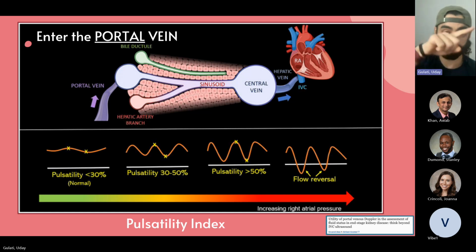So normally, it should just be like this. However, if you start to see that it goes like this, you freeze that image on Doppler, take the top number, subtract the bottom number, and divide it by the top number. That's the percentage of pulsatility, which is also known as a pulsatility index. And the numbers, remember: less than 30% is normal, 30 to 50% is grade 1, greater than 50% is grade 2. And when you see pulsatility going the other way, meaning that instead of blood flow going from the portal vein into the liver, it's going from the portal vein into the intestines, that's grade 3.